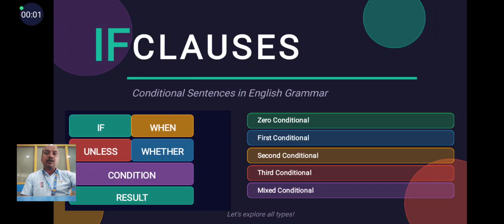Hello everyone. Today we are going to discuss if clauses. There are five types of if conditions in English: zero condition, first condition, second condition, third condition, and mixed condition.